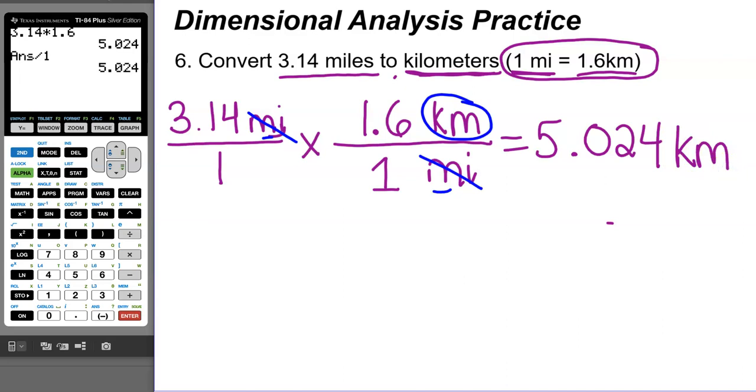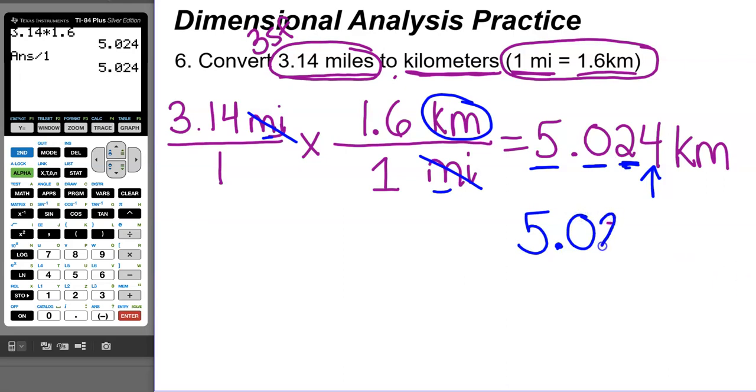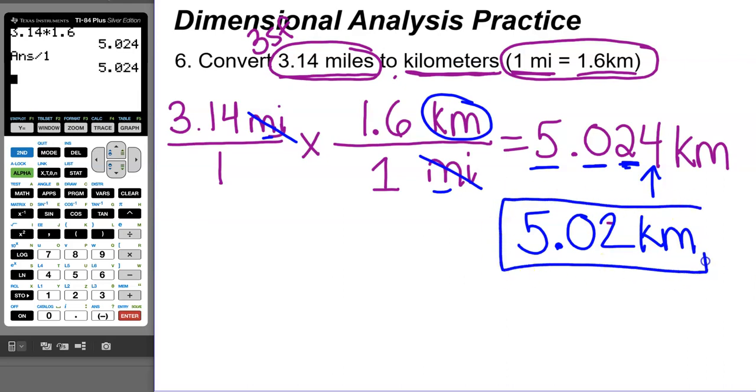And then the final step in our problem is to round to correct significant figures. So we just need to pay attention to the number of significant figures in our given value. 3.14 has 3 significant figures. So we want our answer also to have 3 significant figures. So we get to keep the 5.02. And then we need to round based on this 4. So 4 is less than 5, so our 2 right here is going to stay a 2. We don't round up. So our final answer will be 5.02 kilometers. And I'm going to box my final answer just like that.